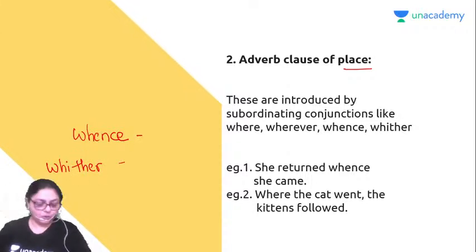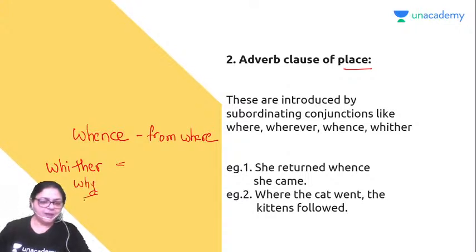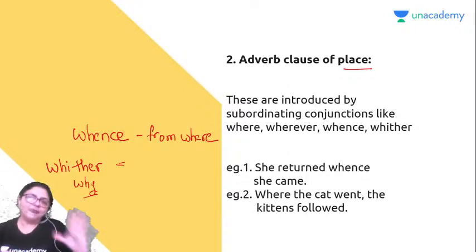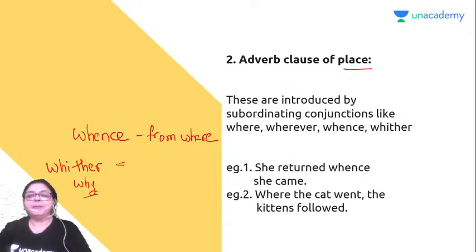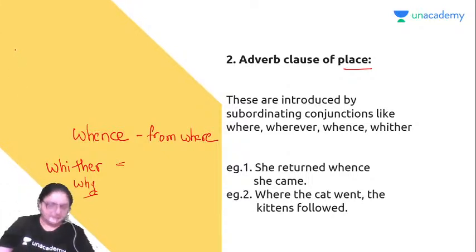Now, what am I going to do? I'm going to put you. Whence is going to be from where. Whence did you come? From where did you come? And for whither, whither I can say could be a kind of why. Yes, whither can be a kind of why. Now let me introduce you the examples and let us see now. For whither I can put up a sentence.